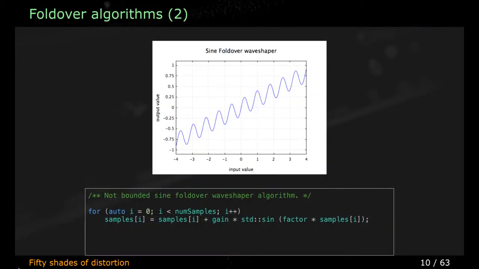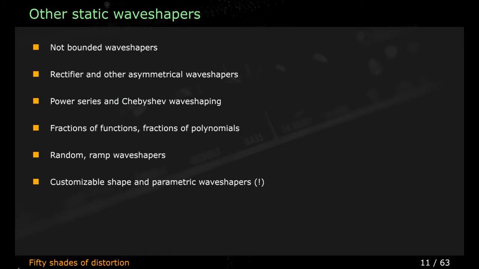And so we have here other examples of static waveshapers. You have the whole class of non-bounded waveshapers, like the one just here. And as I said before, you have to limit your output amplitude at the end if you want to use it. We have rectifier or asymmetrical waveshapers that can be very useful in some given contexts. If you play with power series and what we call Chebyshev waveshaping, basically you can have control over the harmonics you generate with a waveshaper.